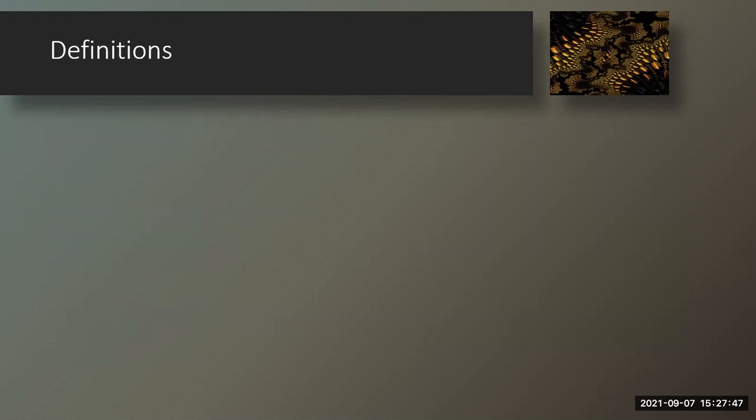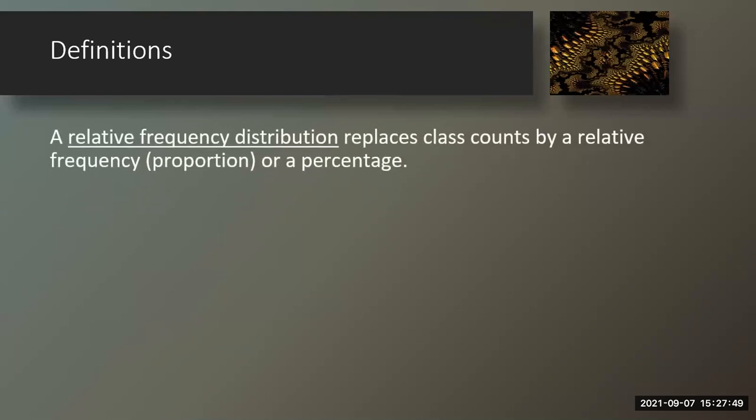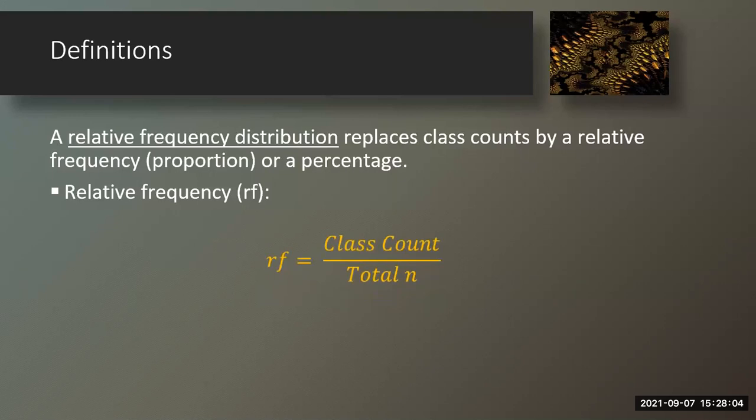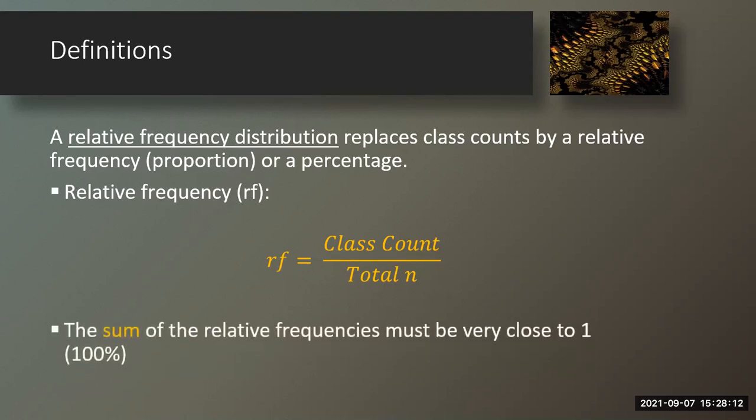Some more definitions. A relative frequency distribution replaces class counts by a relative frequency or proportion. Sometimes they are presented in terms of a percentage. Relative frequency is RF, and we need another little formula. We take a class count, and we divide it by total n for the sample size to find our relative frequency for each class or category. The sum of the relative frequencies must be very close to 1, or 100%.